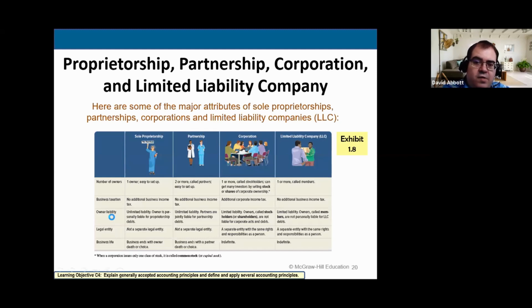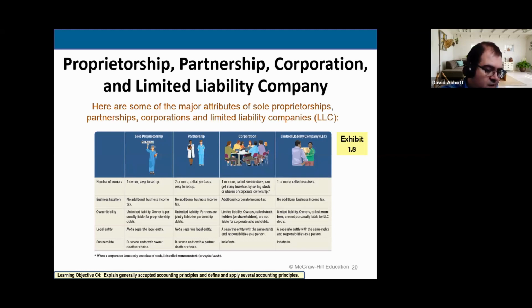And the one thing you notice here is that they have unlimited liability. The owner is personally liable for the proprietorship's debts. So let's say you own a cleaning business and maybe you needed to buy a van to use, and the business bought a van. Well, you personally would be responsible for that if it was set up as a sole proprietorship. But you can't commingle your business money with your personal money, okay? And that gets a lot of people in trouble when they do that.